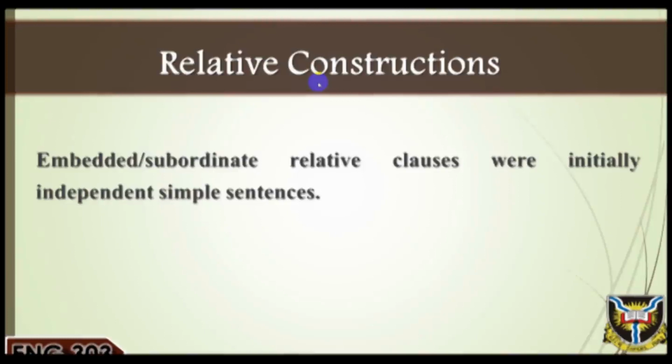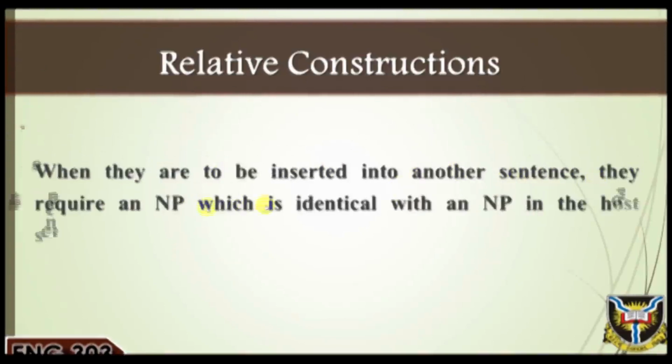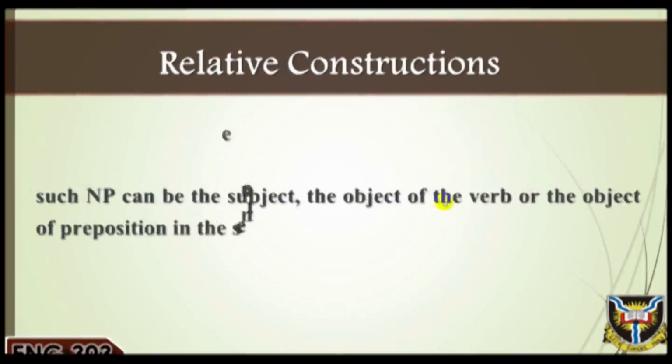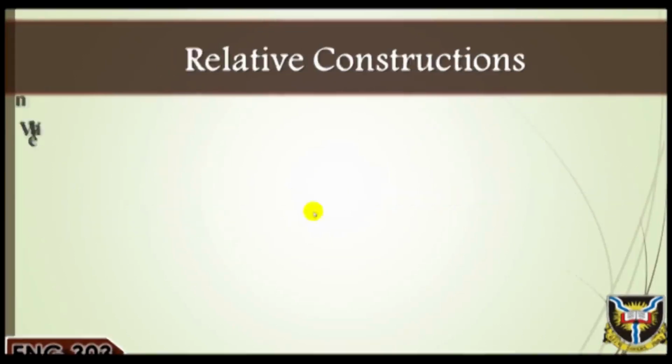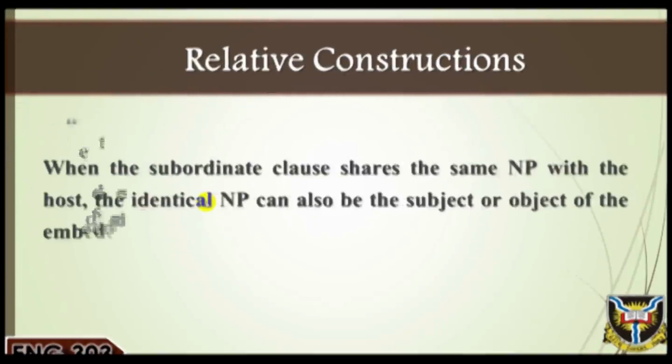Relative constructions. Embedded or subordinative relative clauses were initially independent simple sentences. When they are to be inserted into another sentence, they require an NP which is identical with an NP in the host sentence. Such an NP can be the subject, the object of the verb, or the object of a preposition in the sentence. When the subordinate clause shares the same NP with the host, the identical NP can also be the subject or object of the embedded sentence.